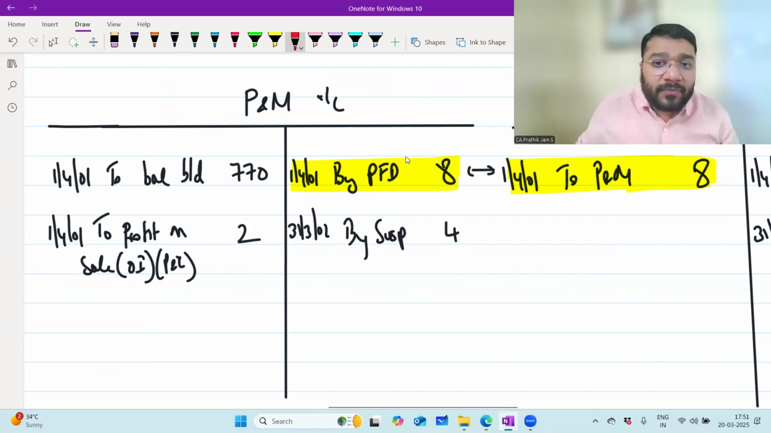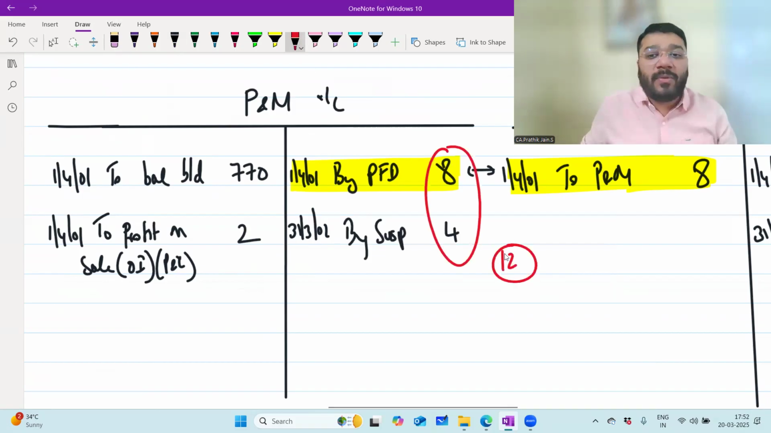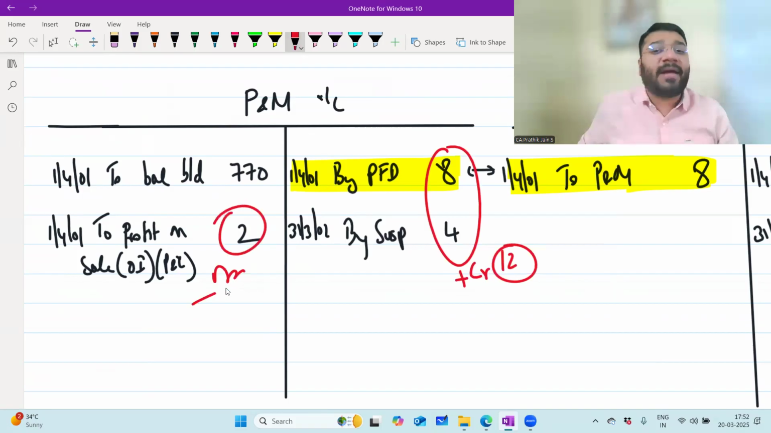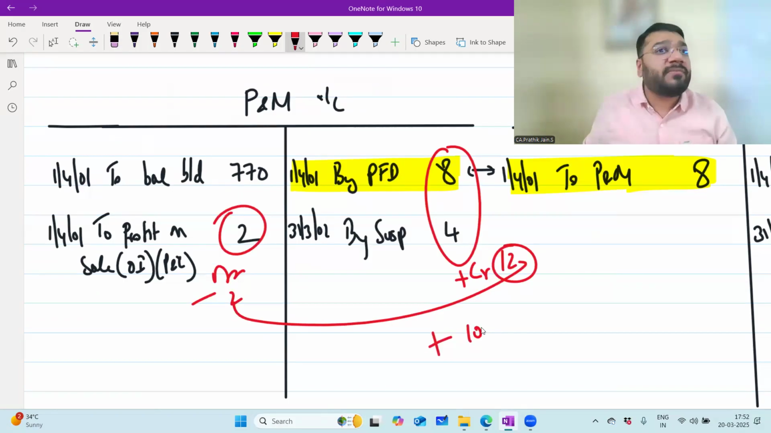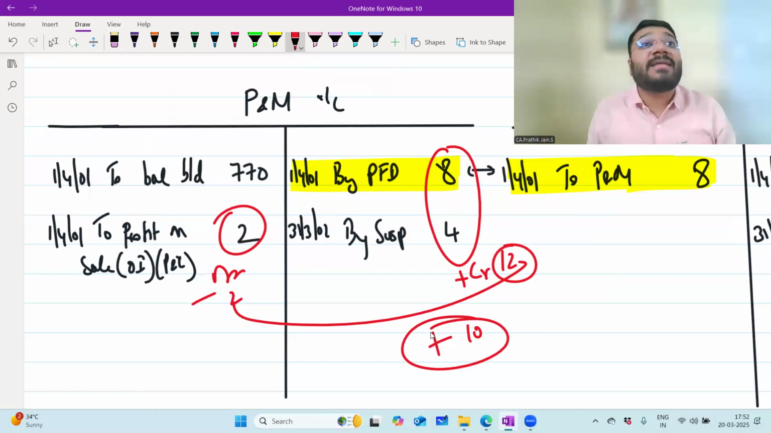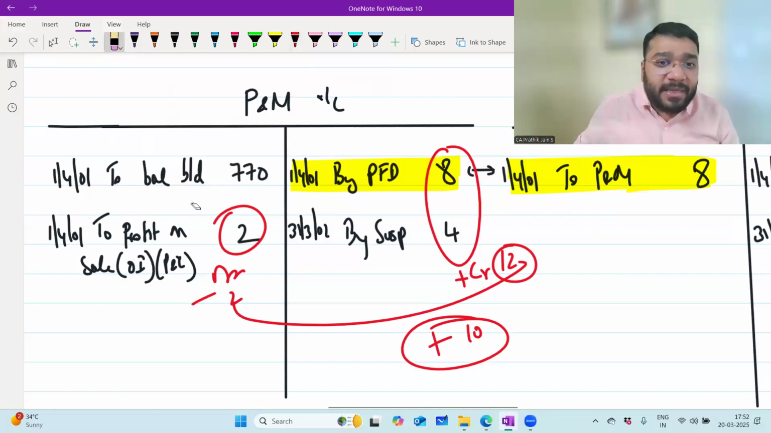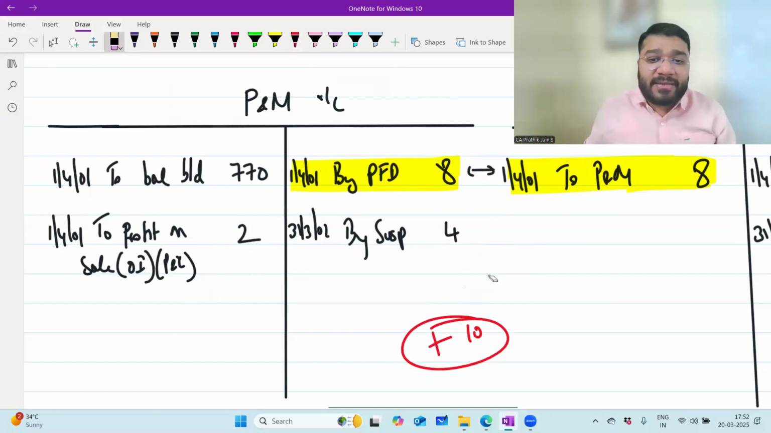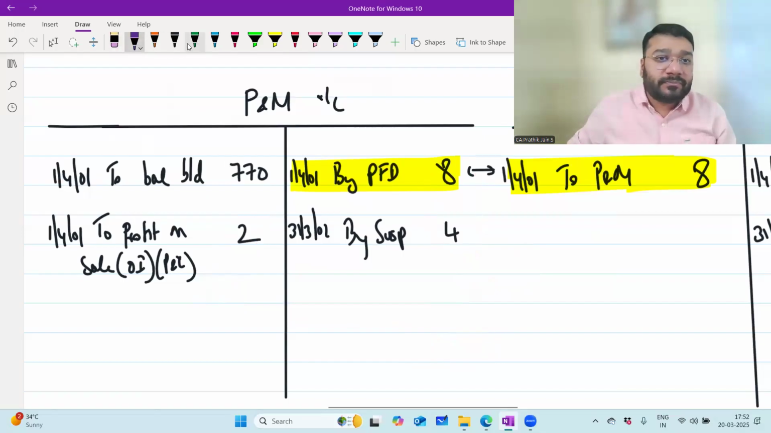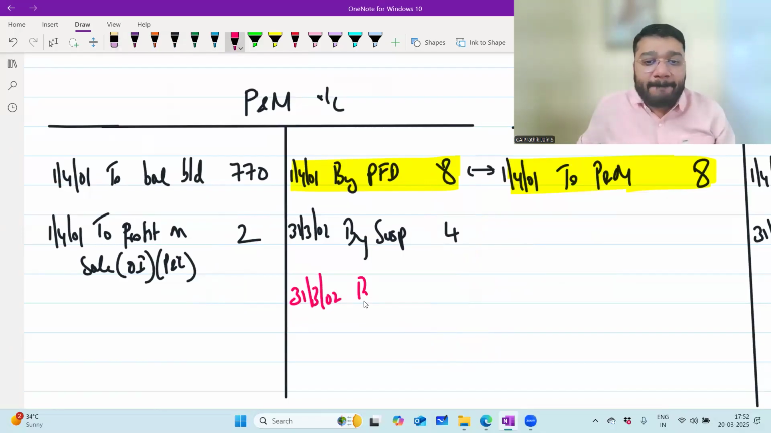Now please total these both. How much is it? 12. If this is on the credit side, plus, then this 2 will be on the debit side, minus. If I net off these both, how much is the net balance? Positive 10, which is nothing but the cost of the asset. So the balance of this P&M will be 7,60,000. Exactly 10,000 the difference has been eliminated now. Please balance the ledger. You will get 760 as the balance carried down. 31/3/2002 by balance carried down will be 760.